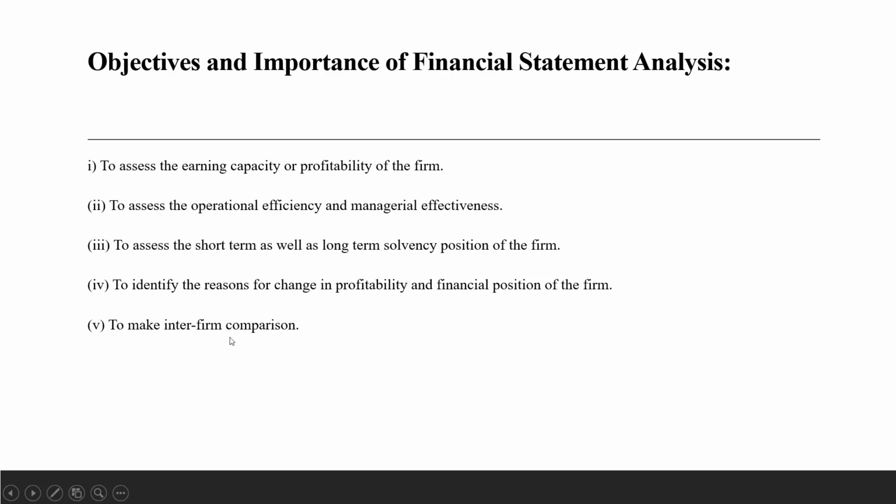Next objective is to make inter-firm comparison. Now, inter-firm comparison is from one firm to another firm, comparing the profitability position between two or different companies to find out which company is earning more profit, which company is earning less profit, or which company is suffering any kind of losses. So this inter-firm comparison can also be done with the help of financial statement analysis.